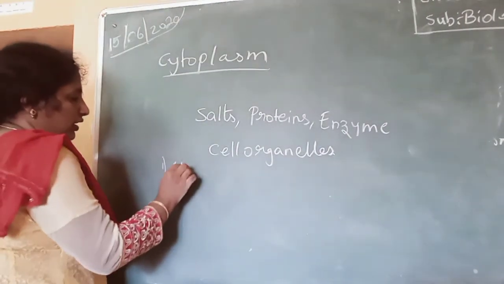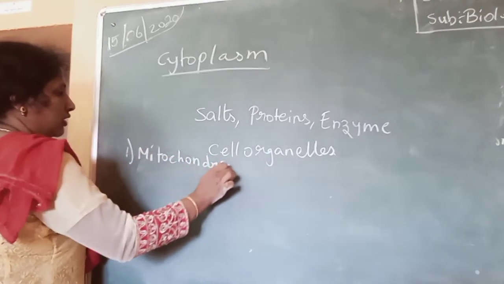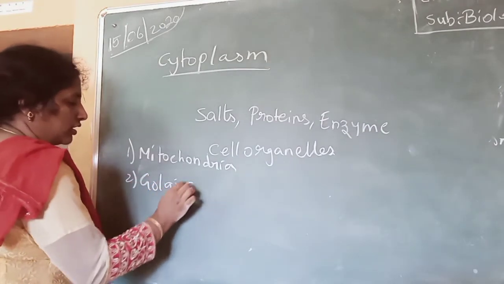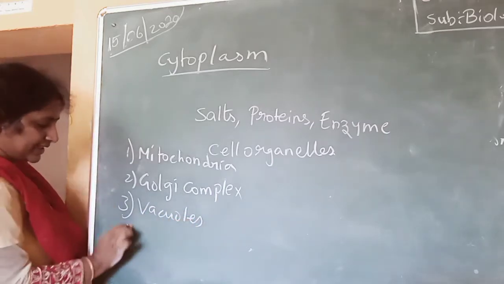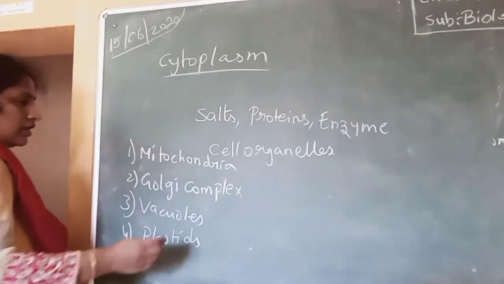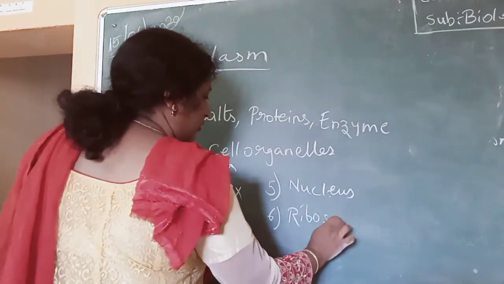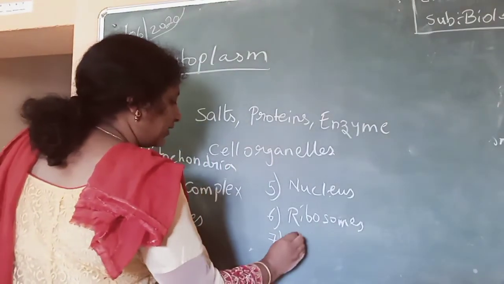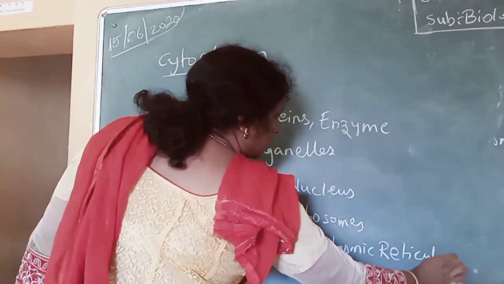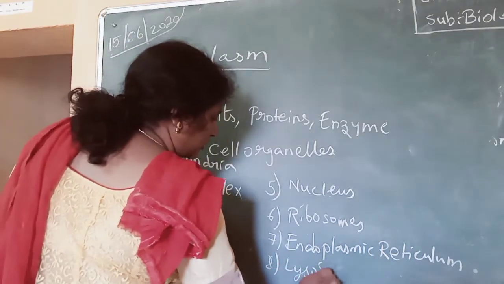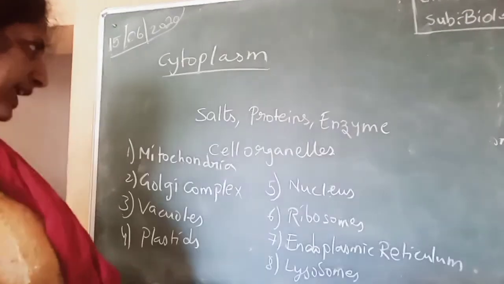If you see, I'll write the names of the cell organelles. Mitochondria, Golgi complex, vacuoles, plastids, nucleus, ribosomes, next endoplasmic reticulum, lysosomes. Okay. These are the various cell organelles present inside the cell, that is inside the cytoplasm.